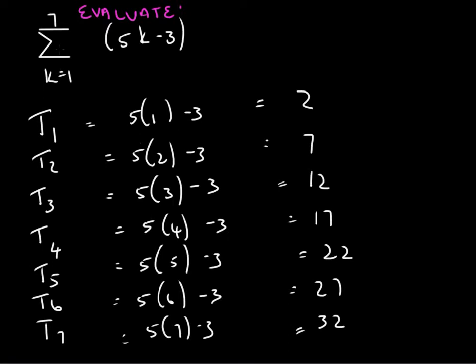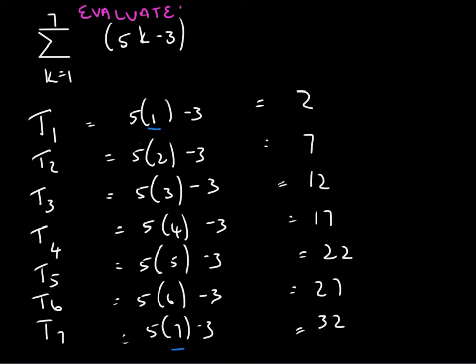So if we look at the example we have in front of us, we have 7, we have k is equal to 1, and we have the expression 5k minus 3. And that means that the first number that we substitute into the expression is 1, which is what you'll see here. And the last one you substitute is 7. And what we have on the right-hand side, these are the terms in the sequence.